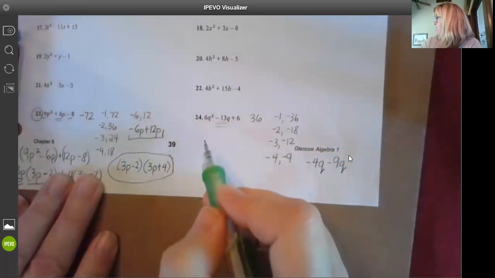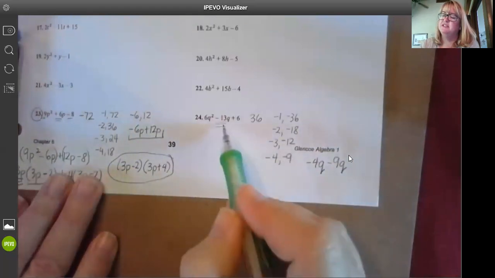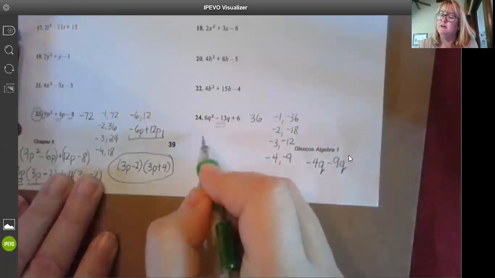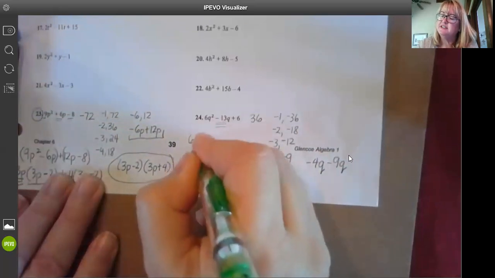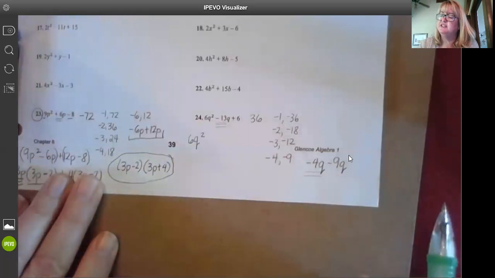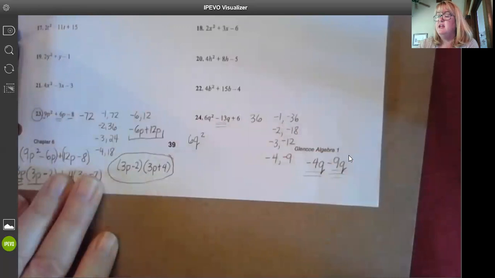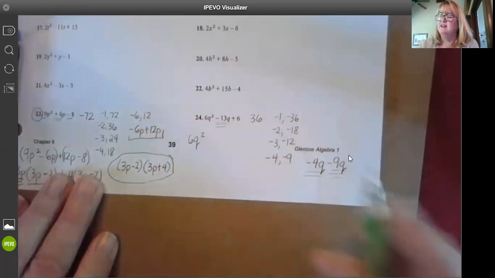So again, I'm going to write this, and I'm going to substitute this in here, but I may flip them around. Okay, so 6q squared. Now, do I want to attach the 6q squared with the 4q or the 9q? It doesn't matter because you can factor out either way.